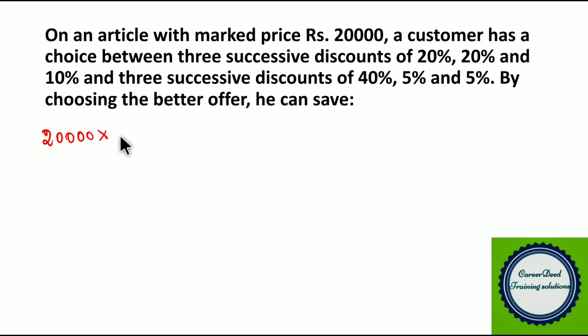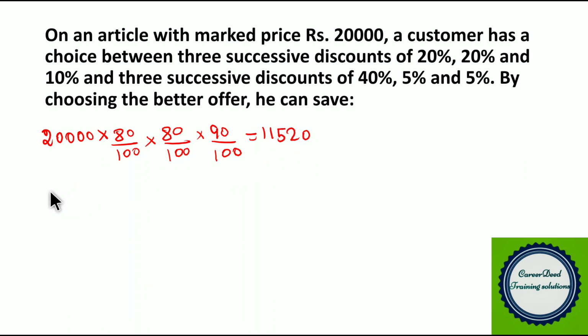So first, if he gets a 20% discount, he has to pay only 80%. From another 20%, that is another 80%. And again he is getting a 10% discount. That means he has to pay the remaining 90%. So when you cancel it, how much do we get? When we cancel it, you get 11,520 rupees, right?